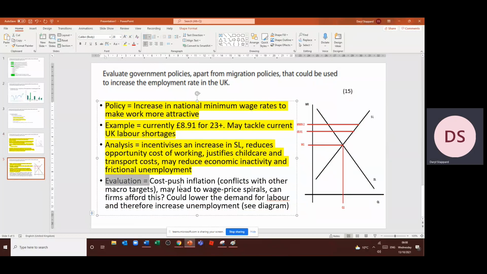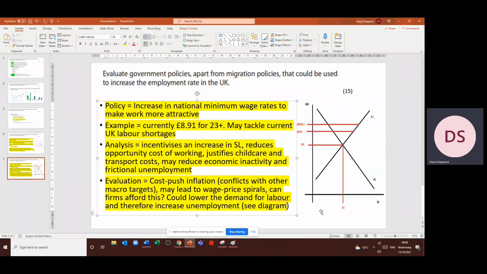Let me highlight this bottom paragraph now. This is really dangerous because in the economy at the moment, we've already got cost push inflationary pressures. So firms are already experiencing higher fuel prices. There's higher shipping costs going on. Well, if you now make businesses pay higher wage rates, it's going to add to cost push inflationary pressures. It's going to make the SRAS shift inwards. So you've therefore got a conflict with other macroeconomic objectives.